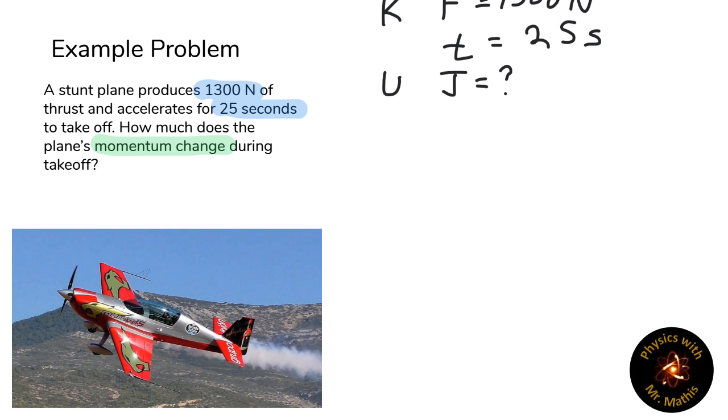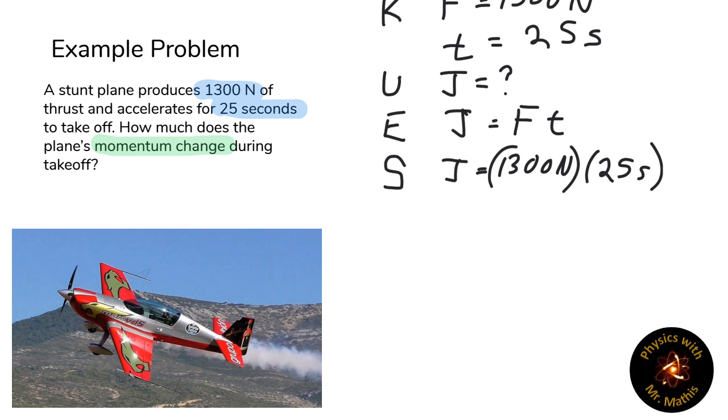Now, I remember the impulse momentum theorem that tells me that impulse is equal to change in momentum. So I know that I can find impulse from the knowns I have, from force and from time. So I'm going to make impulse my unknown. My equation is J equals F times t.